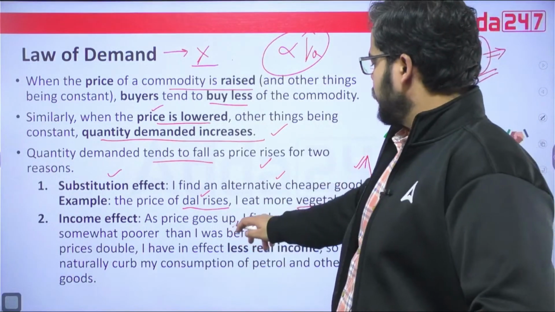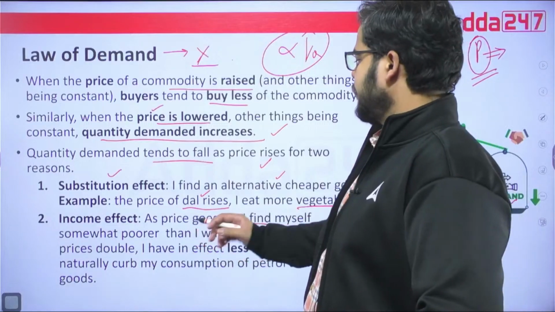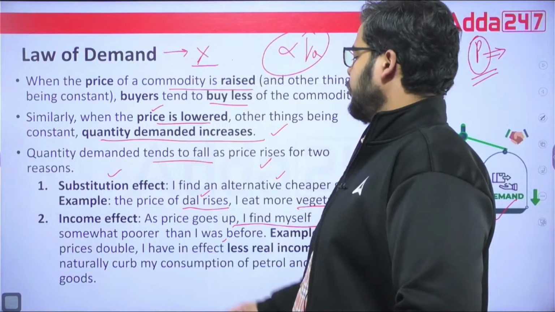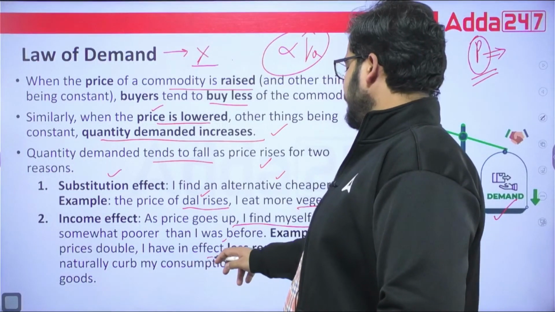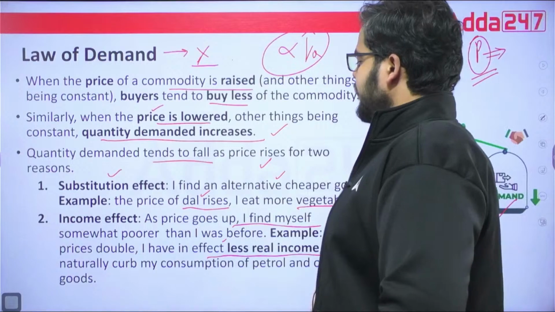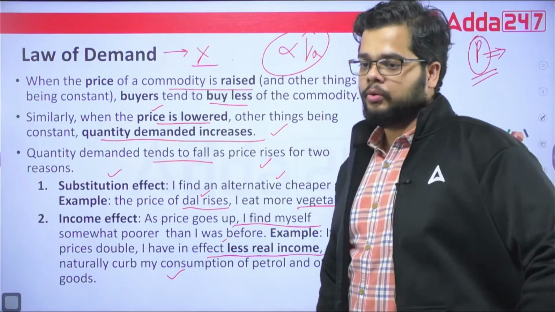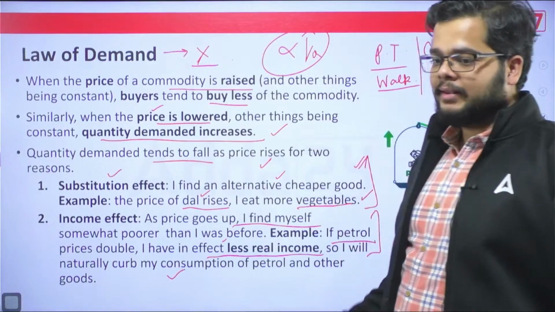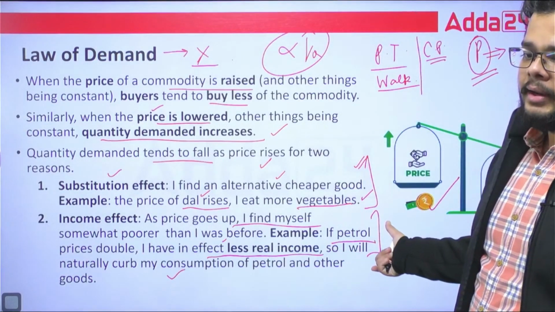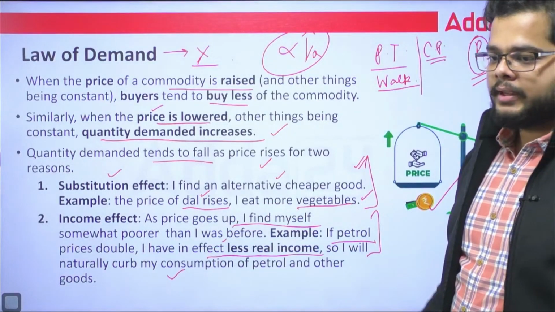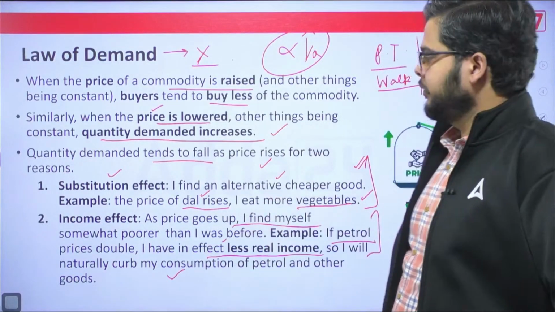As the price goes up, I find myself somewhat poorer than I was before. For example, if the petrol price is double, I have in effect less real income. So I will naturally curb my consumption of petrol and other goods. So prices are rising and it has a direct impact on your income. Then I will say it is the income effect.